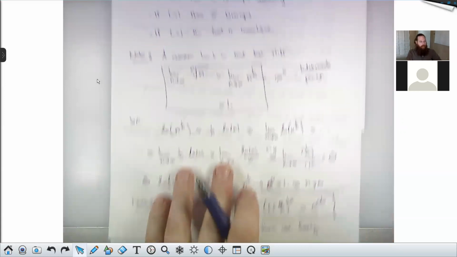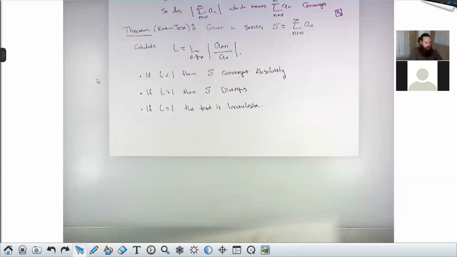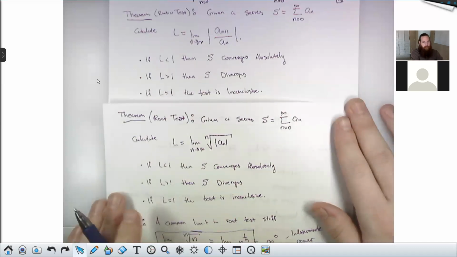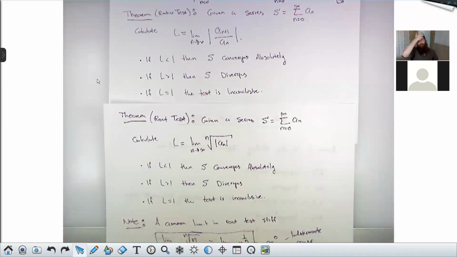So let's come back down here. I'll show you the statements of the root and ratio test, in case anybody needs to get those back in their notes. And then I'll show you some examples. I also like to go through a quick proof of the root test. It's easy to prove. I'll give just another few seconds here for anybody who's still writing.